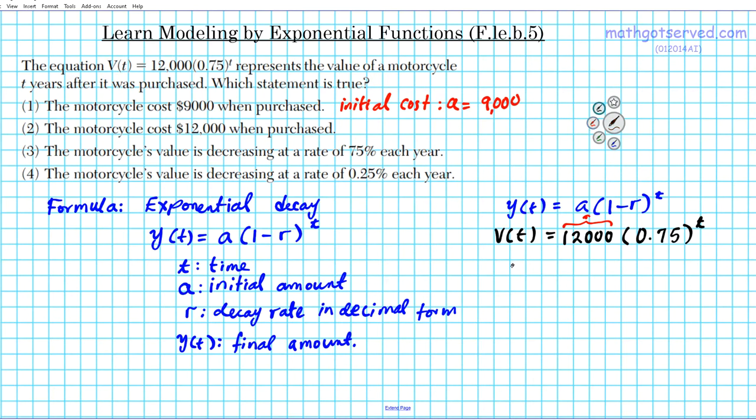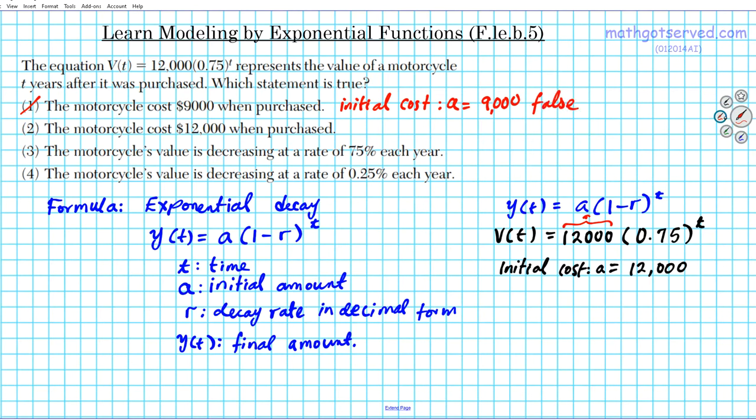So for this particular problem, the initial cost a is $12,000. Is that what statement 1 is saying? Statement 1 says the cost of the motorcycle when purchased was 9,000. This statement is false.